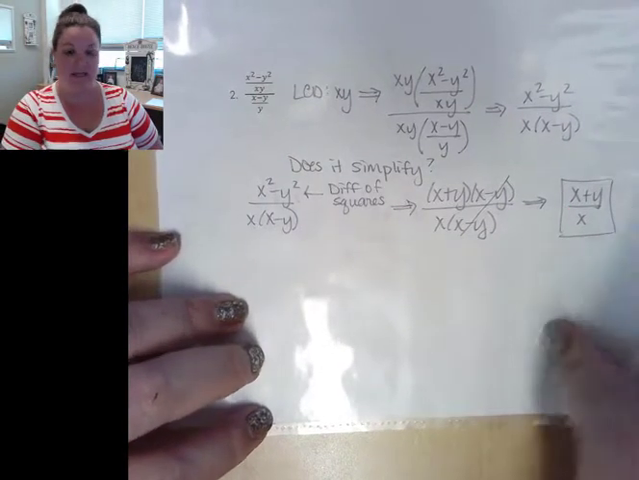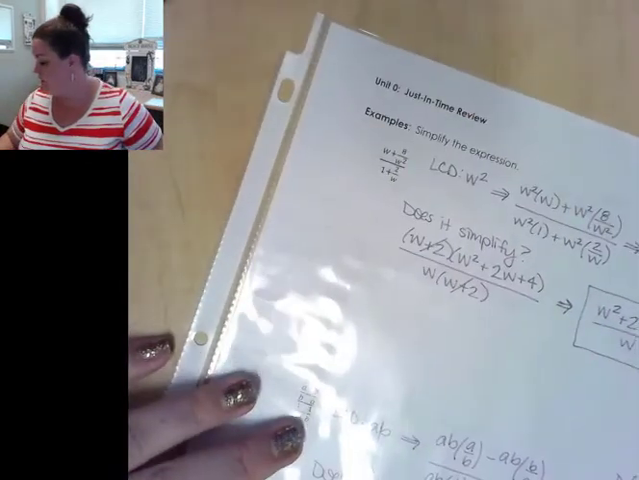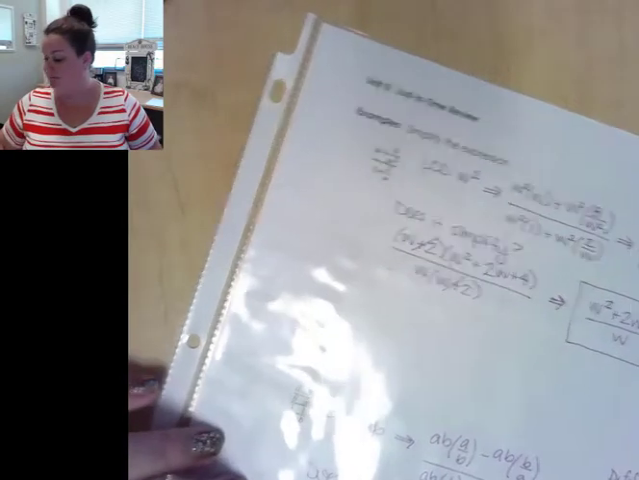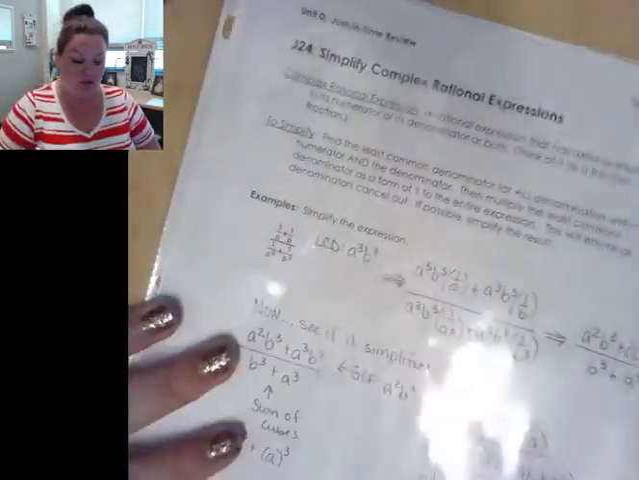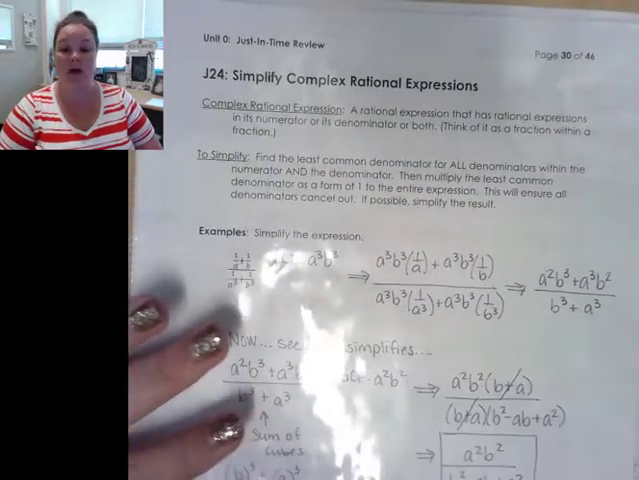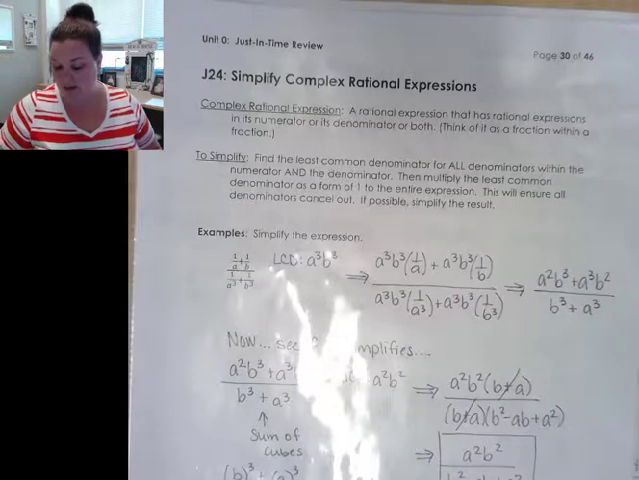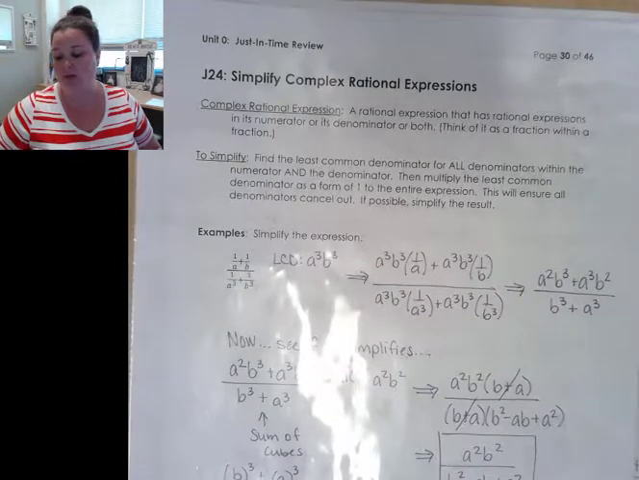Okay, so that is the end of J24, which is simplifying complex rational expressions. So you should now be able to complete this section of homework. If you get stuck, if you have problems, please let me know.